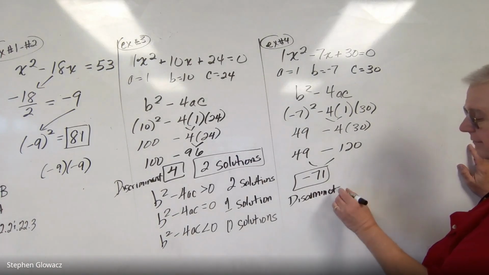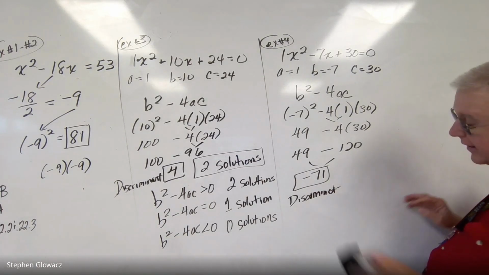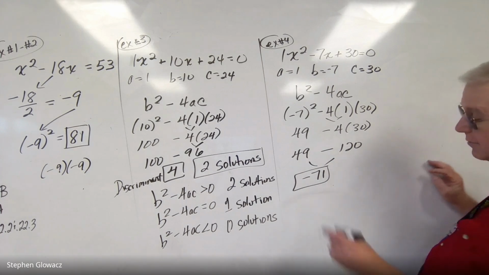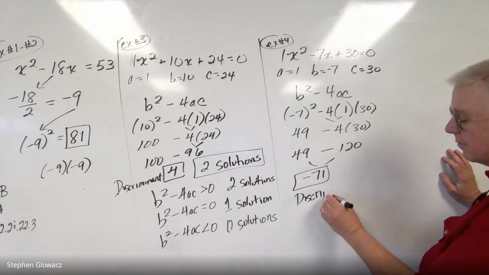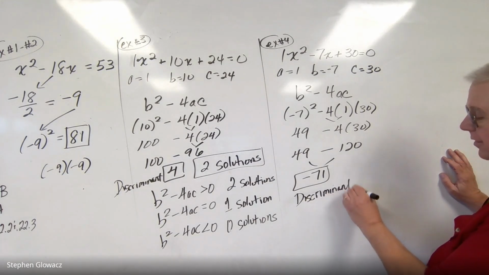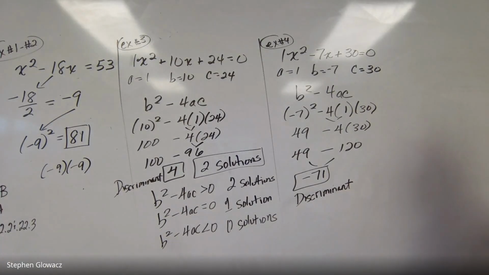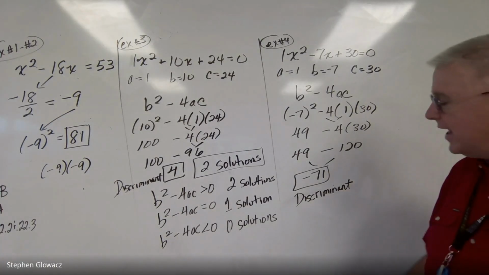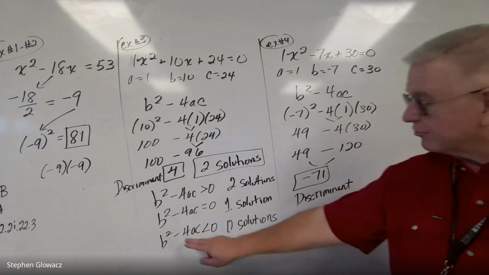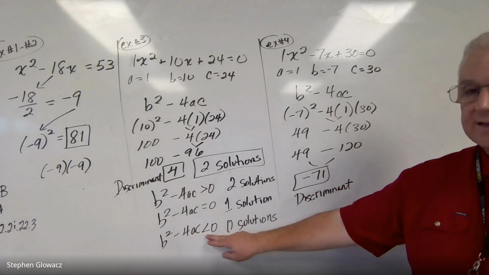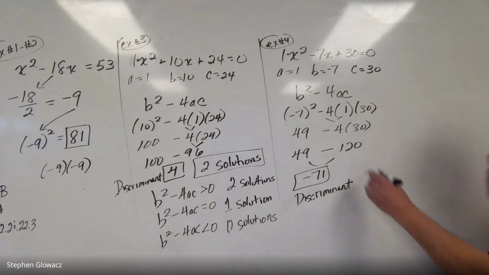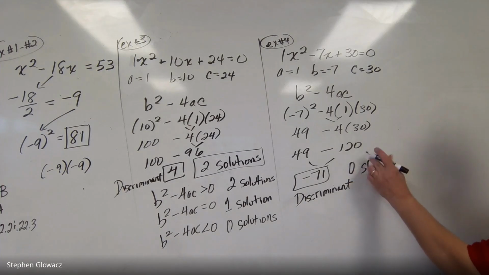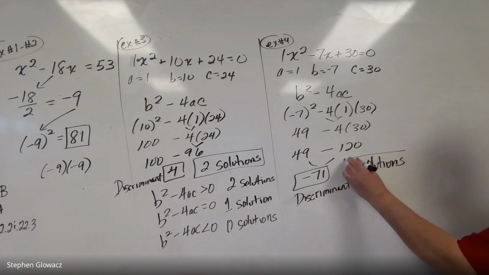so a little messy. Whoops, that's misspelled. Let's try that again. So discriminant. There we go. Got it. All right. So our discriminant is -71. -71 means the discriminant was less than 0, because less than 0 are your negatives. So that means there are no solutions, 0 solutions to this quadratic equation, 0 real solutions.